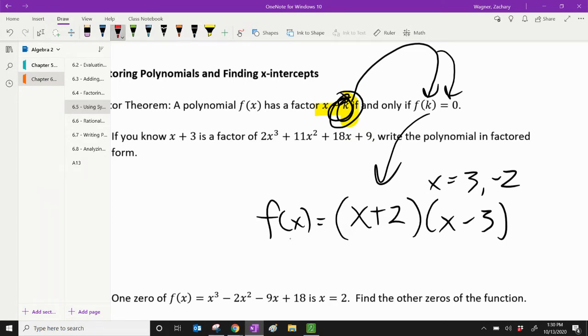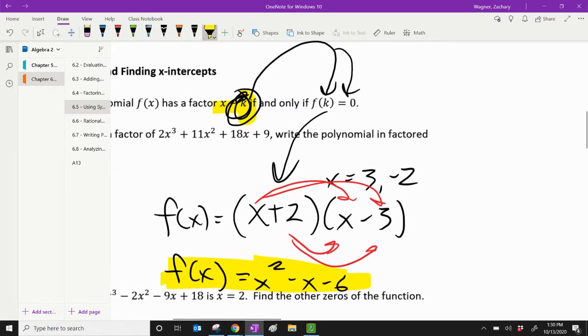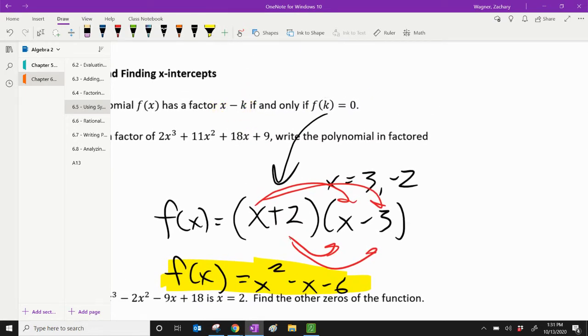However, it won't look like factored form when we're doing these processes. We multiply it out, put it in standard form. So what this function is going to look like, x squared minus 3x plus 2x gives you minus x minus 6. Which means this is my polynomial right here. These are my factors of the polynomial.